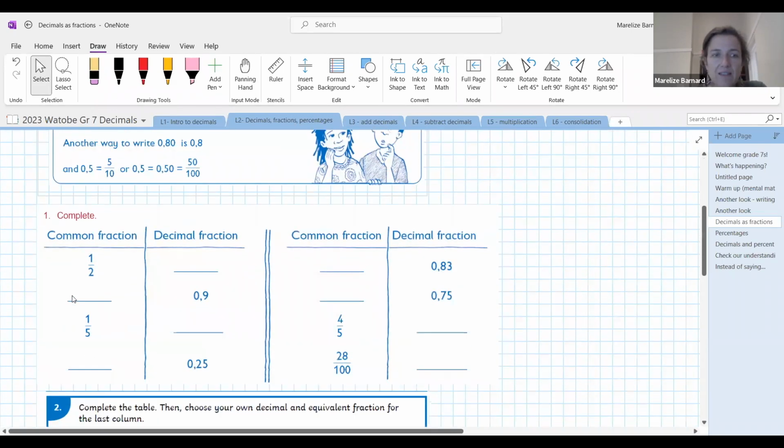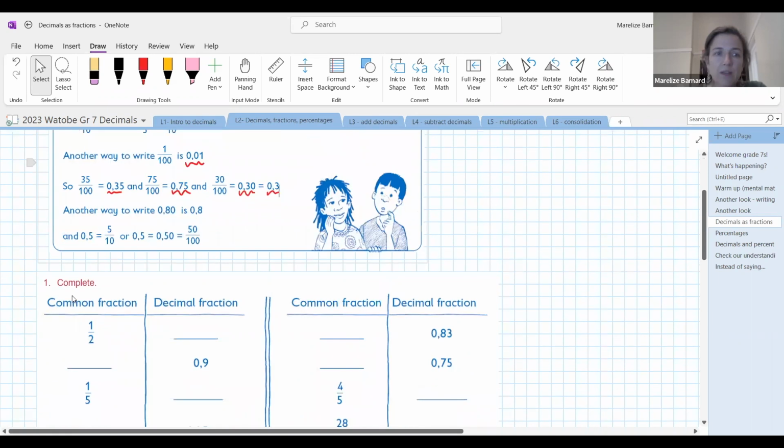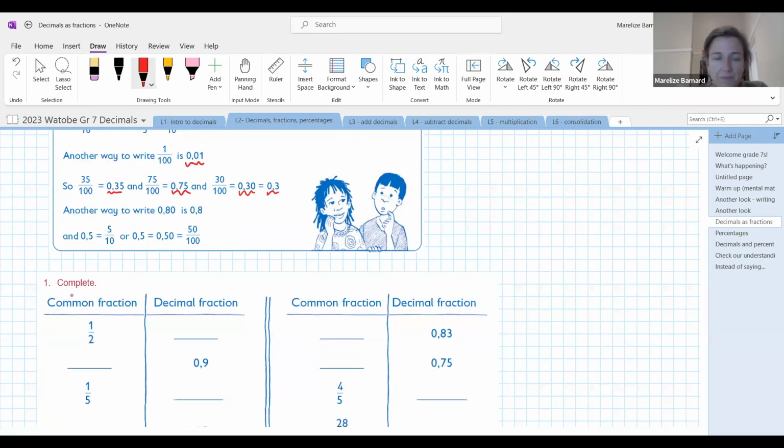Okay, so let's now see if we can convert these fractions to decimals and the other way around. Okay, so the common fraction is a half. What will that be as a decimal fraction? Put it in the chat. What will that be as a decimal fraction?